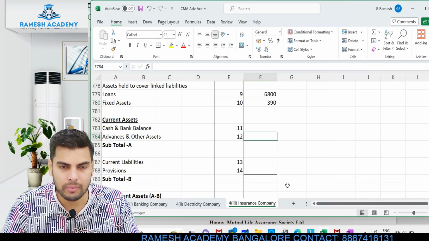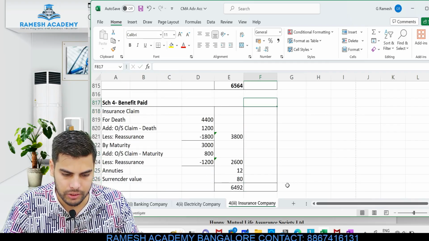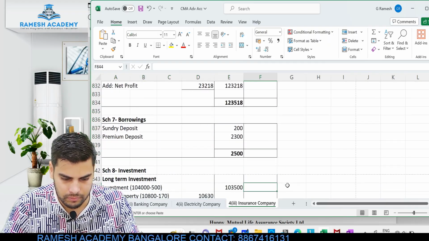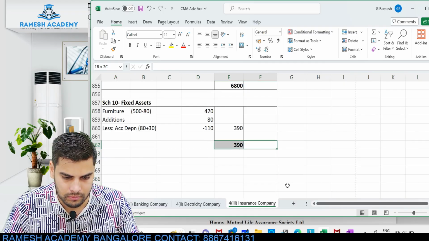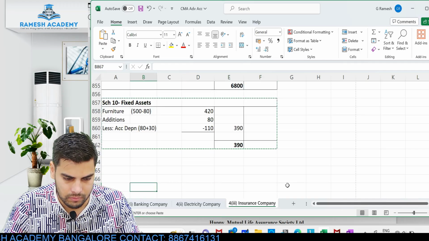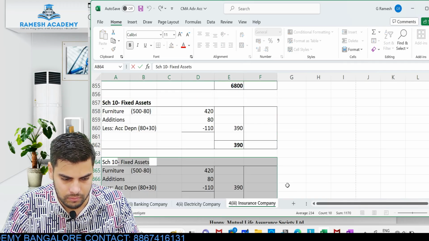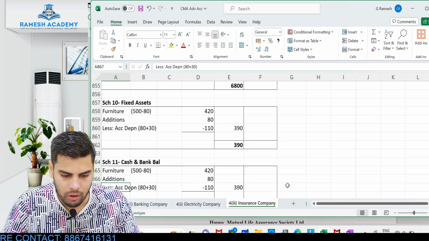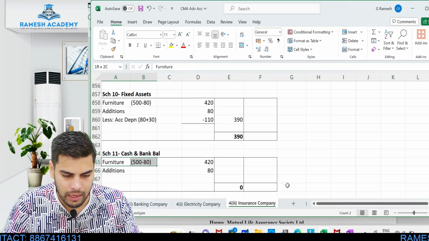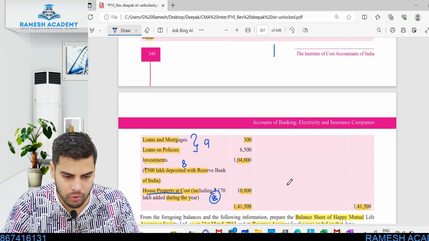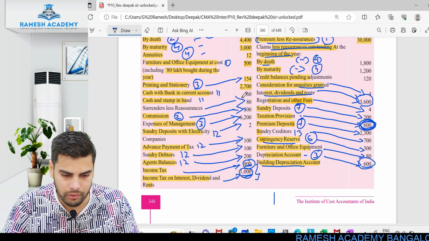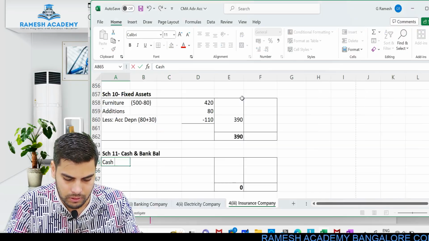Then comes cash and bank balance. This would be schedule number 11. Now what about cash and bank balance? How much do we have? We've already written the schedule reference number over here. So when it comes to 11, here it is cash with bank in current account.